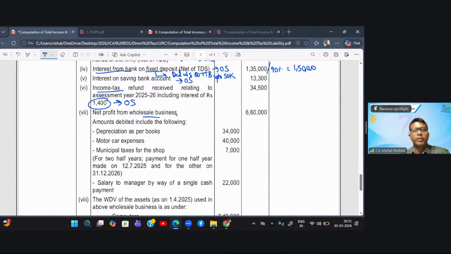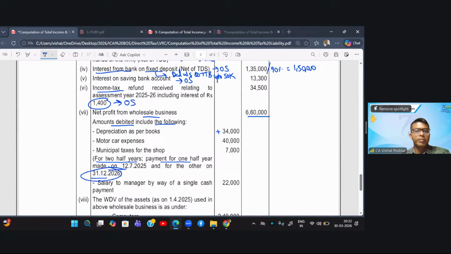Now, net profit from wholesale business 660. Amount debited includes the following: depreciation as per books. Again, we will add this fully and we'll subtract the income tax depreciation fully. Motor car expenses are okay. Municipal tax for shop is okay. It says for 2 half years, payment of 1 half year is this and the other half year is this.